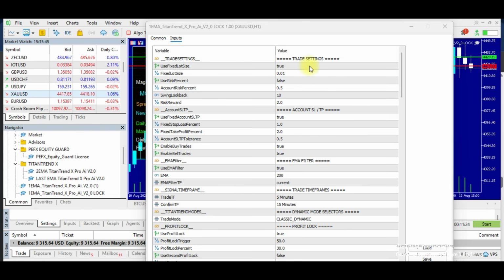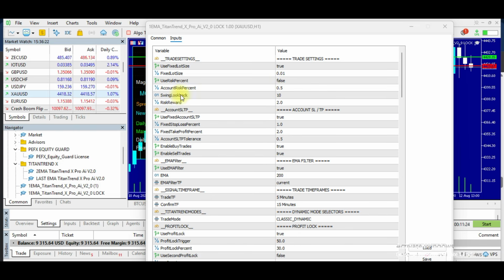Turn this one off and turn this one on, so that it can use your account risk percent. It automatically dictates the loss size of that Boom and Crash trade. If you don't want to use this one, you can see right here, account risk percent. You can set 0.5%, 1%, or 0.2% of your account, and then it will automatically fix the loss size that fits that particular account size.